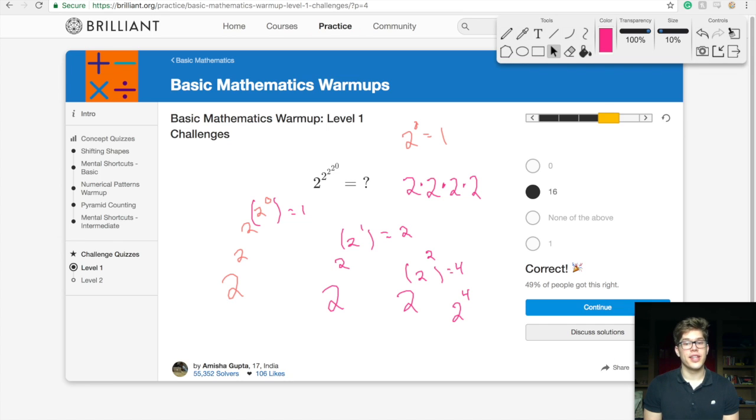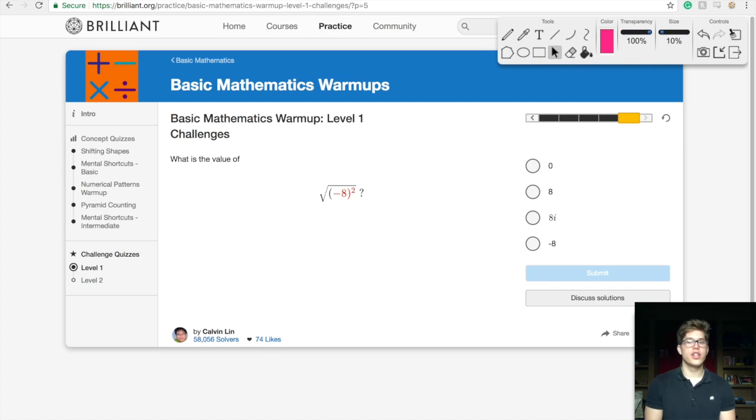Excellent. So a little less than half got this right. And I imagine it's because people saw this 0 and immediately put 1 as the answer. But remember, with order of operations and all that stuff, we have to go step by step, and that's how we get to 16 as our answer. So be careful whenever you have problems like this. Don't rush it. Don't see that 0 in the exponent and say 1.